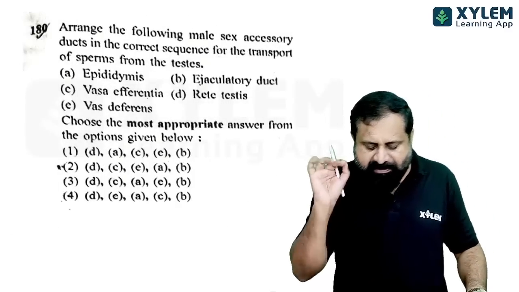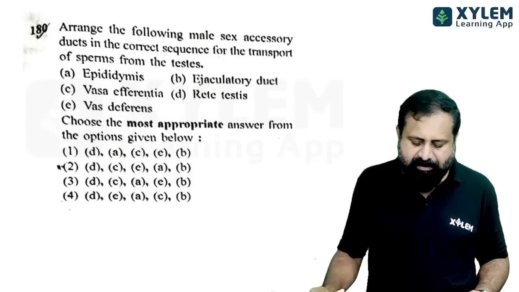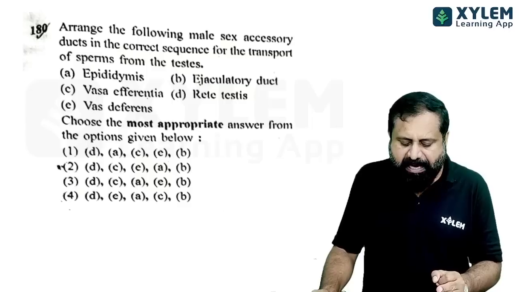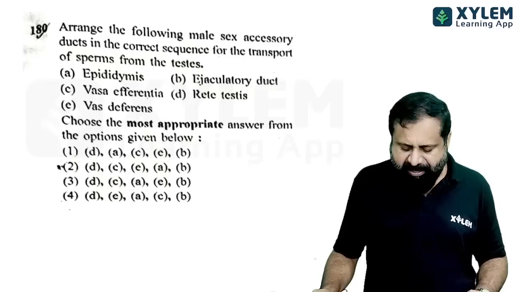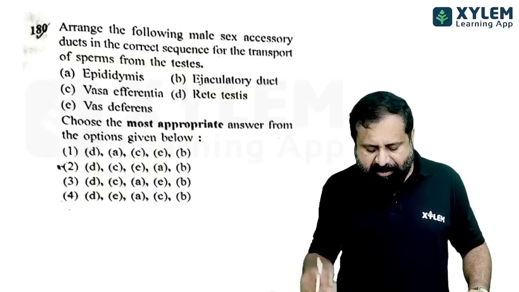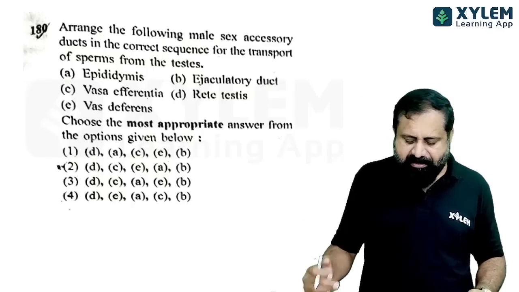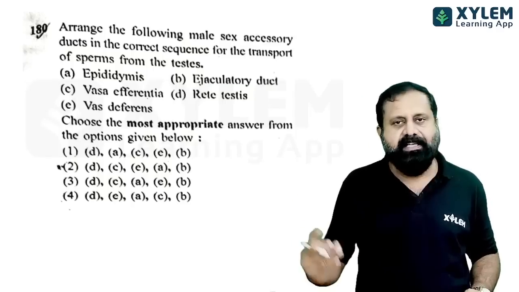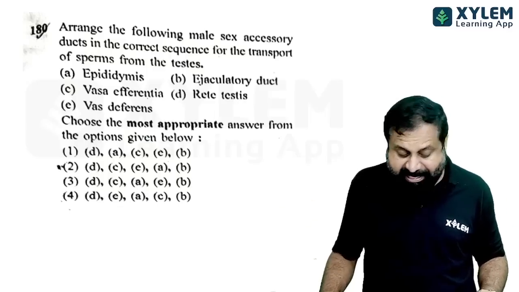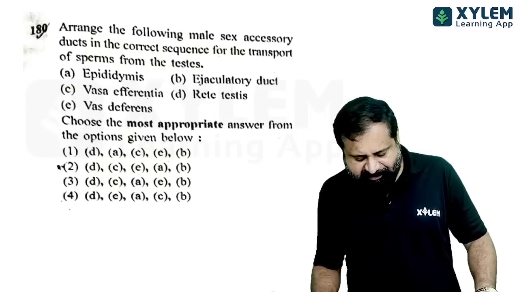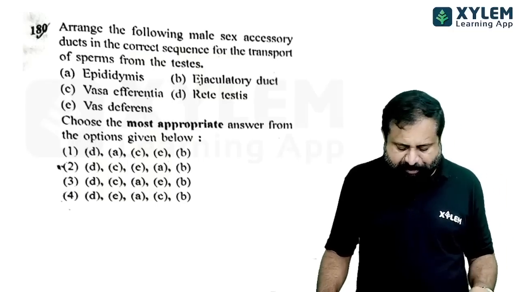Arrange the following male sex accessory ducts in the correct sequence for the transport of sperms from the testes. Here some organs are given: epididymis, ejaculatory duct, vasa efferentia, rectus testis, vas deferens, etc. Arrange them in correct order. 180. Can you arrange it? Yes. Take the third option.